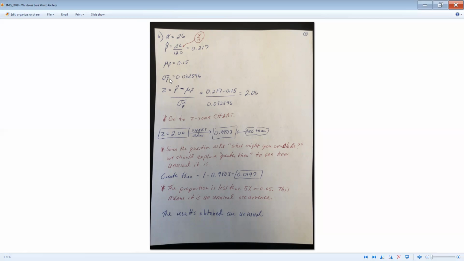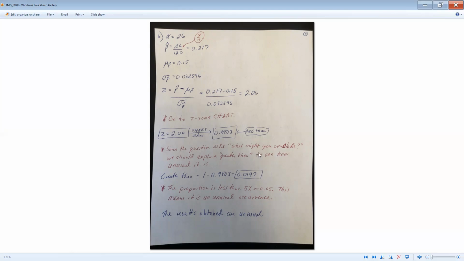Our mean and standard deviation will stay the same. And now we can use our z-score. So that'd be 0.217 minus 0.15 over 0.032596. So once again, they gave us a number of individuals who experienced this characteristic in our sample, so we had to find the sample proportion, whereas before they gave us the percentage. Throwing in our z-score gives us 2.06. Go to your z-score chart, 2.06 will convert to 0.9803. Remember that represents less than.